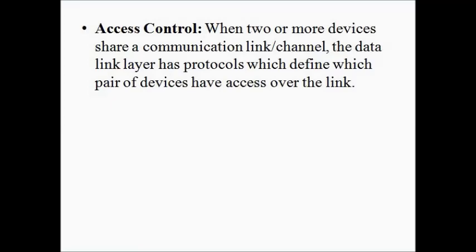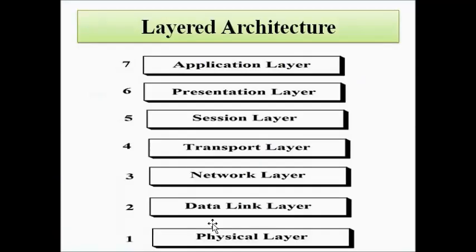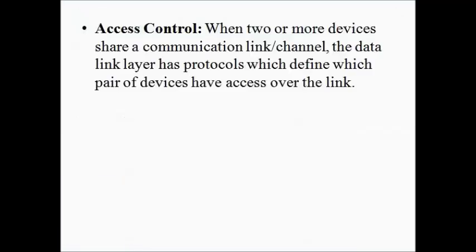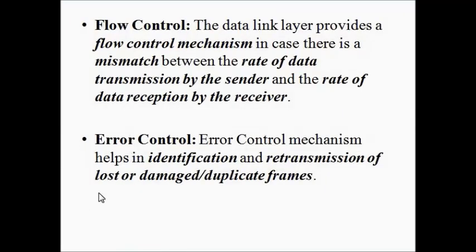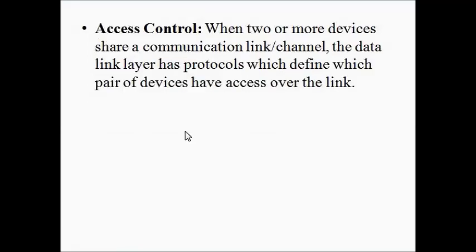So the data link layer, which is the second layer of the OSI model, serves these functions. Okay, it serves both the physical and the network layer, and it provides various important services such as framing, physical addressing, access control, flow control, and error control. So these are the various basic concepts related to the data link layer, and in the upcoming videos we will discuss the other layers of the OSI model.